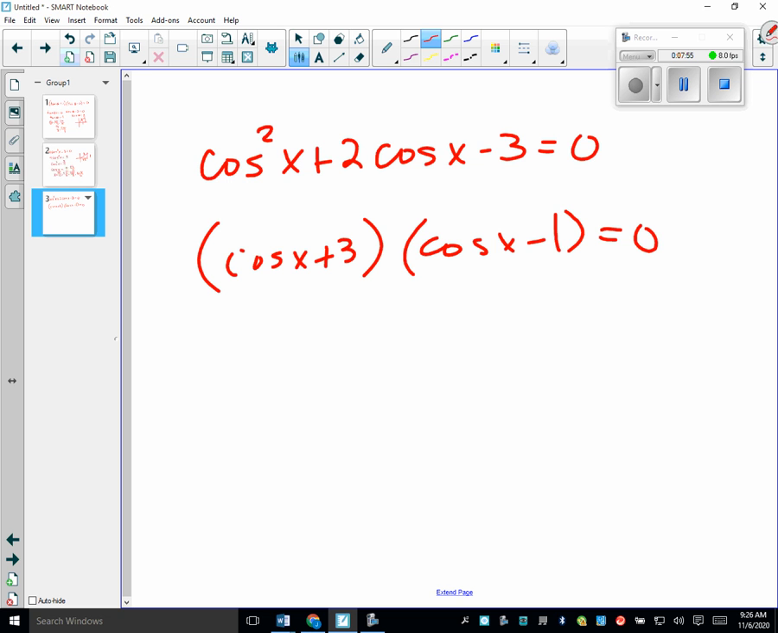Do we need to do that? Yes. And then you have to solve for 0, right? Don't I just set them equal to 0? Yes. So I'm going to cheat and say cosine x equals -3 and cosine x equals 1. Is that okay? Yes.